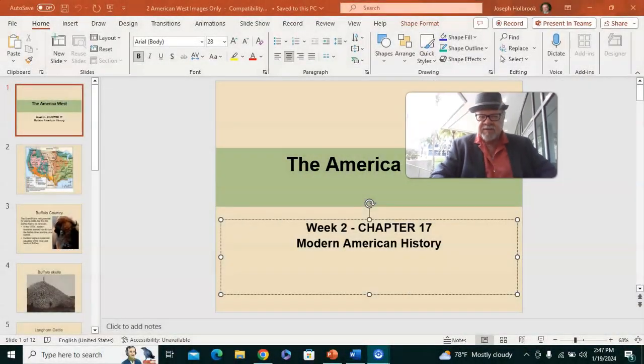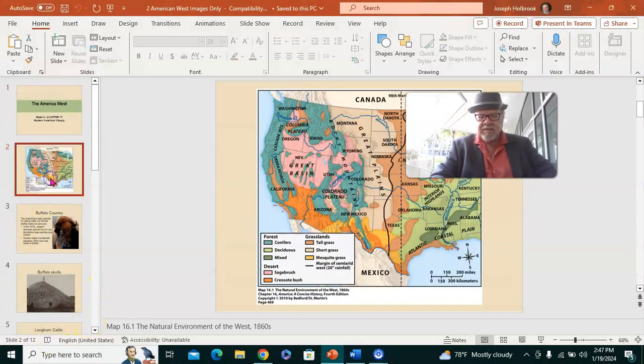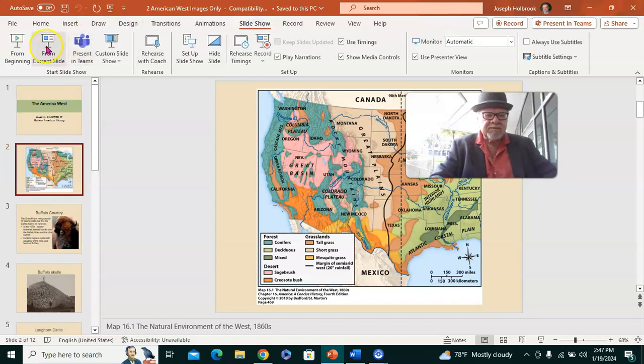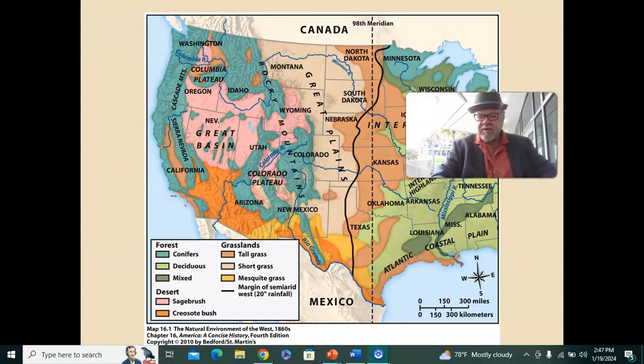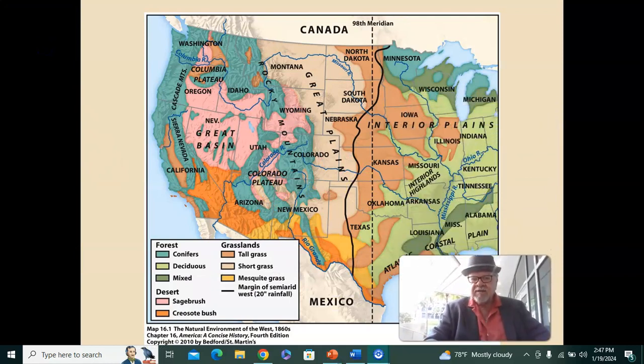So let me jump into this. The American West, modern American history. Here's a picture. Let me do the slideshow from the current slide. Here's a picture of the continental United States, at least modern continental United States.